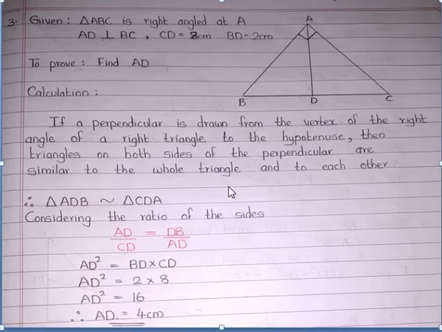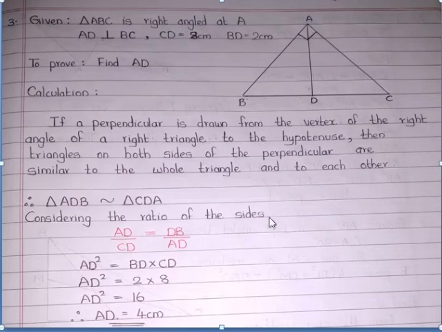Now third answer. You are given a triangle ABC right angled at A and AD perpendicular to BC. Seeing that, you should know which theorem you have to apply. You have a right angled triangle and the perpendicular is originating from that right angle. That is theorem 6.7. That is, if a perpendicular is drawn from the vertex of the right angle of a right triangle to the hypotenuse, then triangles on both sides of the perpendicular are similar to the whole triangle and to each other. So you can prove that triangle ADB is similar to triangle CDA.